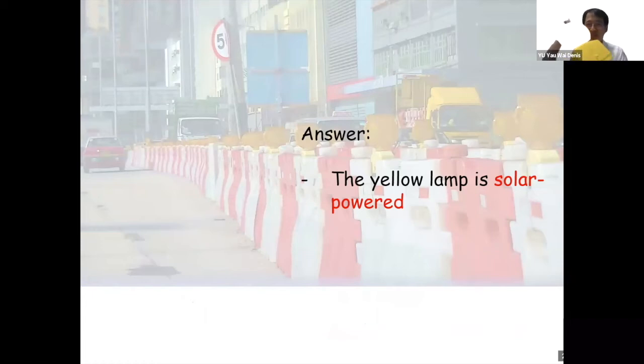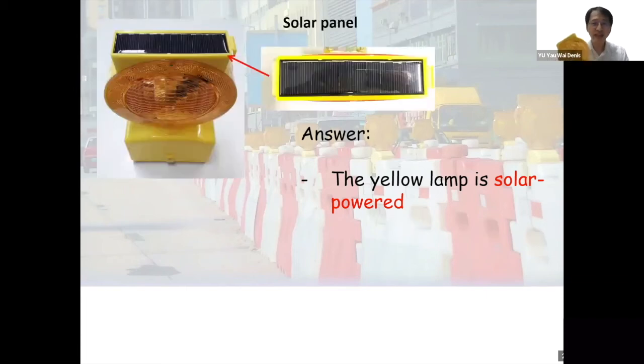So the solar power lamp looks something like this. On top of the lamp, there is actually a flat plate. And this is where the solar panel is. So the picture looks something like this. And the solar panel is on top.